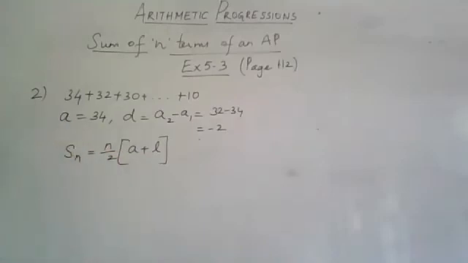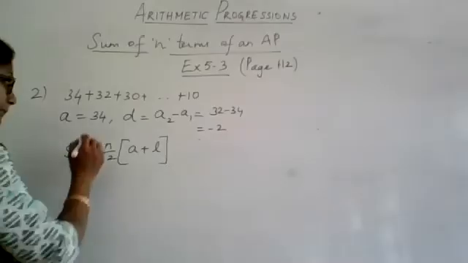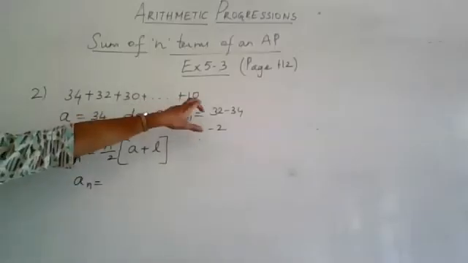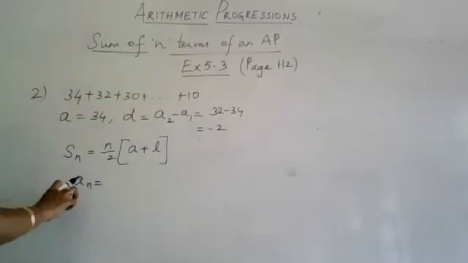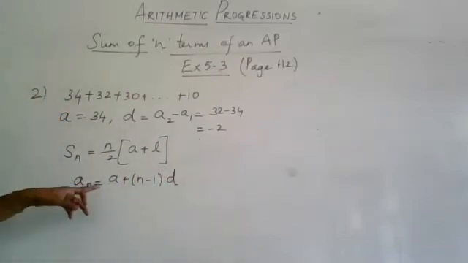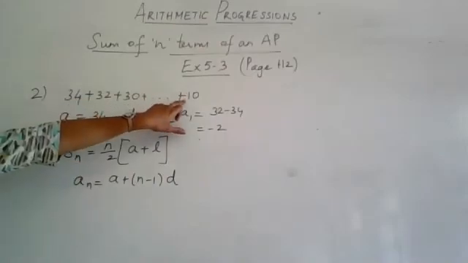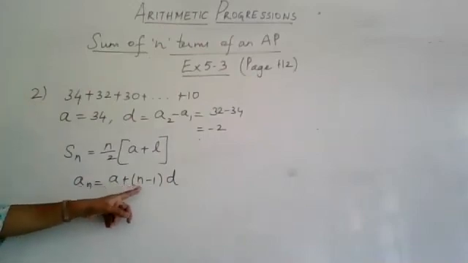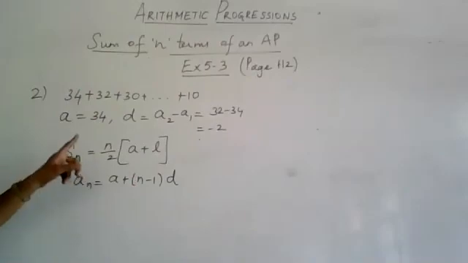How will I find n? Are you told how many terms there are in the AP? Using the an formula, yes, you have to apply the an formula to find out which term has become the last term. Because 10 is the last term, but we don't know which term number it is. So for that you must find out, using this formula, the value of n. Here you have a, you have d, only n is not known. Your an will be taken as 10 because that is the nth term. Once you get n, substitute it here to find the Sn.